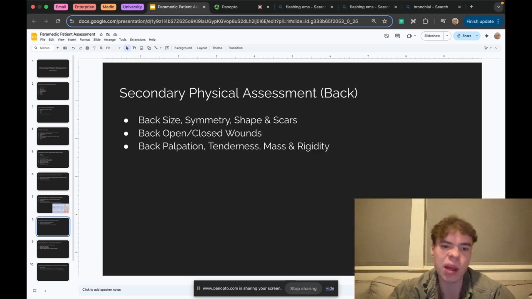And then with assessing the back, when you're looking at the back, make sure everything's equal in shape. There are no scars. There are no open or closed wounds. You can palpate the back looking for tenderness and rigidity. Rigidity, I believe, is just dry blood, basically, on the inside of the body.